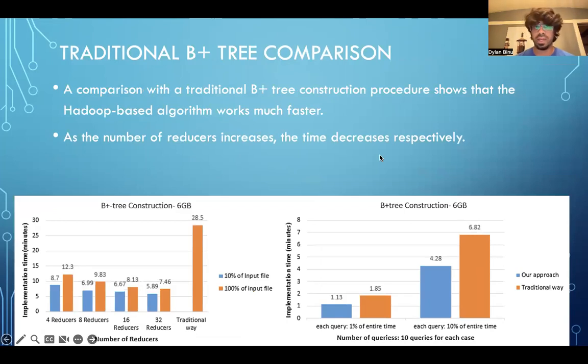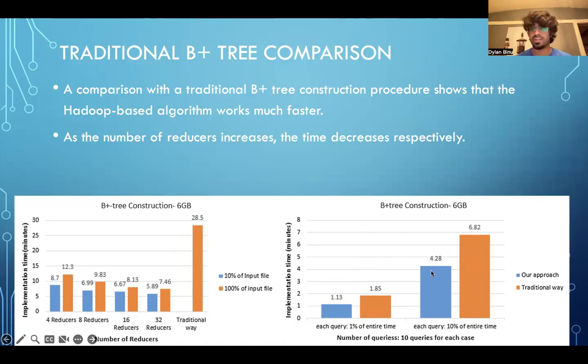However, how can we determine that it was successful compared to a regular B plus tree? So that's what we're going to do here. As the number of reducers increases, the time decreases respectively. As you can see here, we're noticing the same trend. Now, with a traditional B plus tree, this is the time that is taken. So you can see that this is already a significant improvement with just 4 reducers and then all the way up to 32 reducers. It goes from 28.5 to 7.46 minutes. So that is a significant improvement.